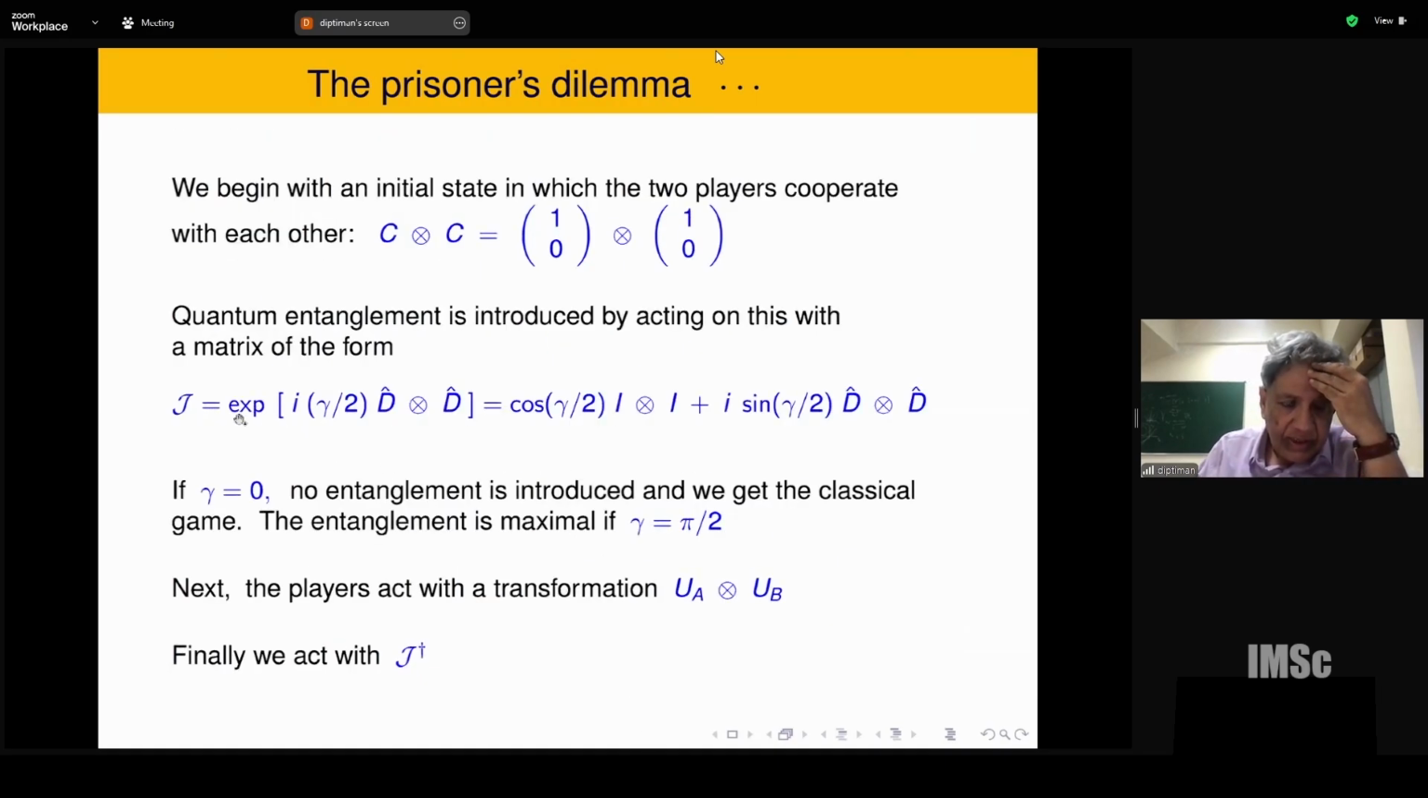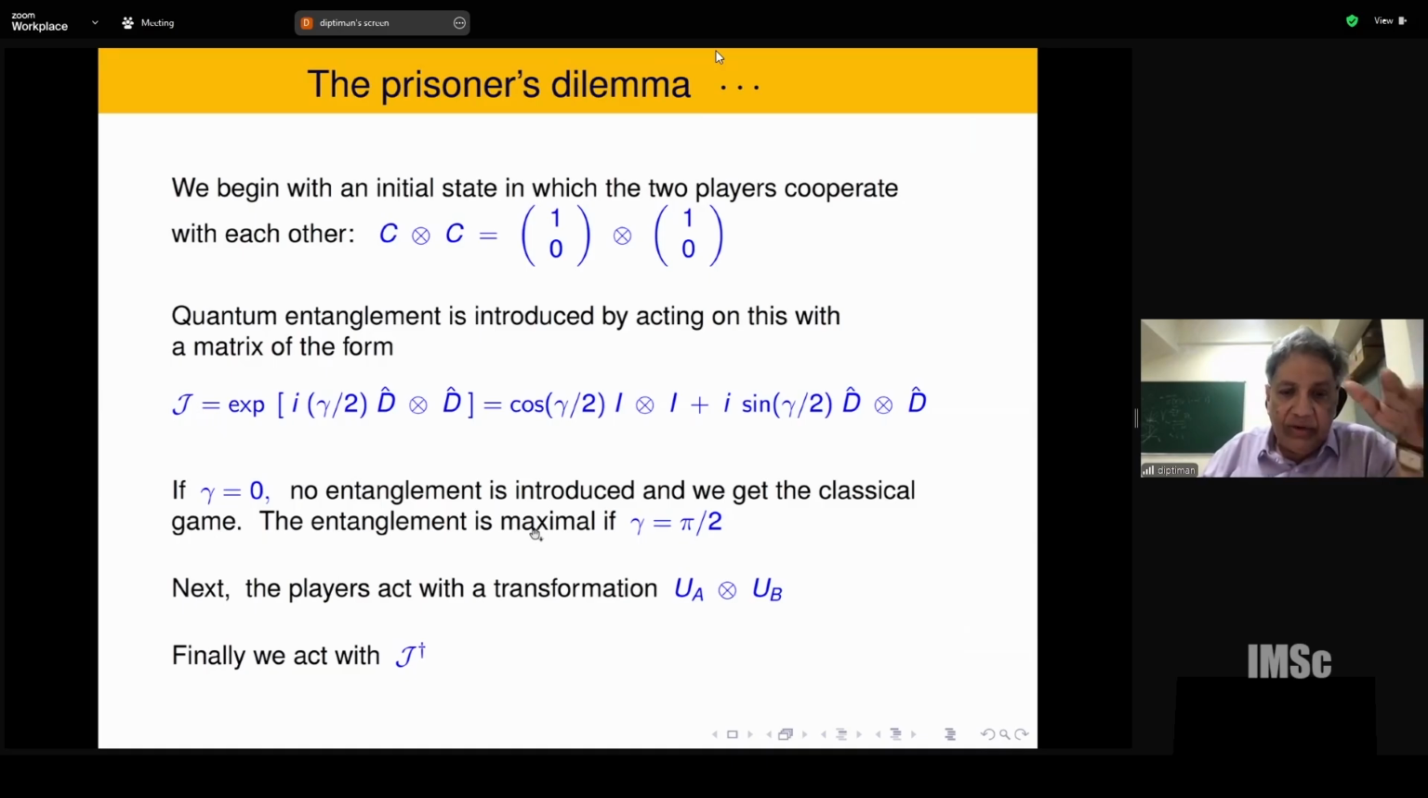So this matrix J is chosen so that it's a 4 by 4 matrix, which is unitary. And gamma is an arbitrary parameter. It can take any value. Now, if gamma is 0, then you can see that J is just the identity times identity matrix. So it actually does nothing by acting on the initial state, C times C. So that just gives the classical game. On the other hand, if gamma equals pi by 2, then these 2 parts of J, I times I and D times D, each of them has a 1 by root 2. So you have an equal superposition of these 2 terms. So that gives you maximum entanglement.